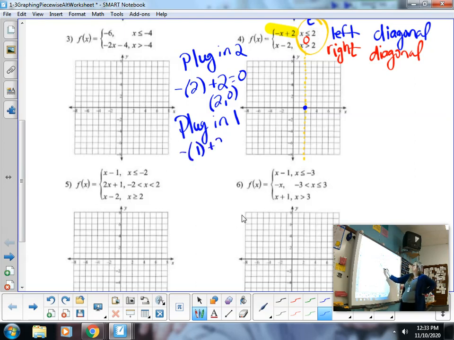So again, I'm plugging into where this highlighted yellow is. I'm replacing the x there with a 1. So I have a -1 plus 2, which would be a +1. So that ordered pair is going to be 1, 1.